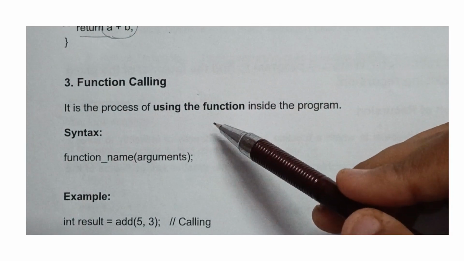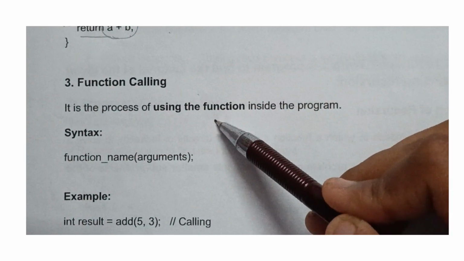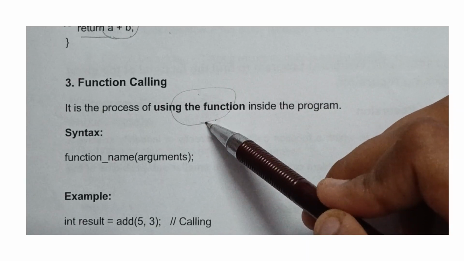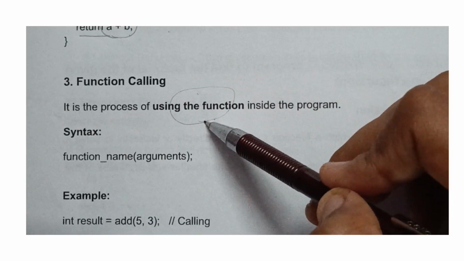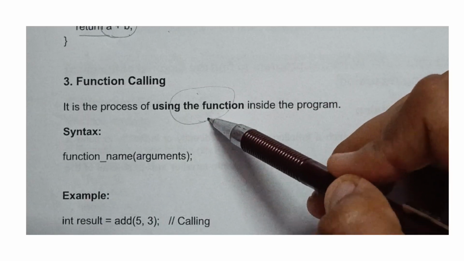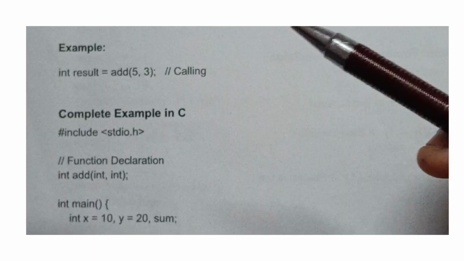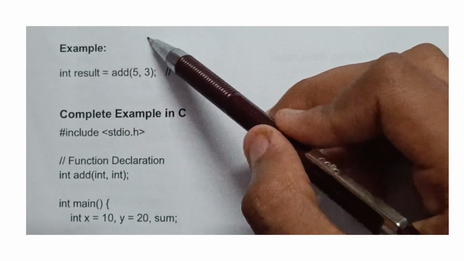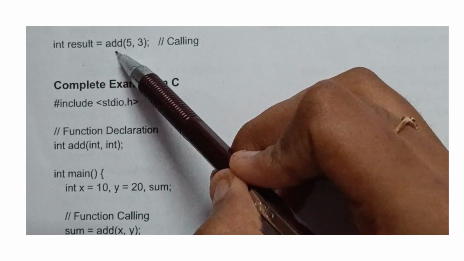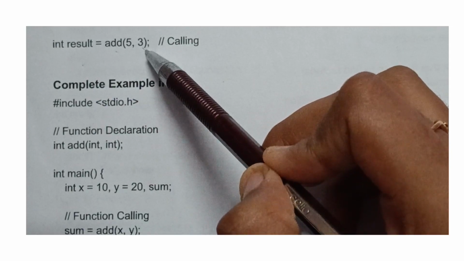This is the process of using the function inside the program. That is, when this specific block of code is to be used inside the program, then we call the function by its name or a reference. So the syntax for calling a function is function name and its arguments. Example: int result is equal to add 5 by 3.